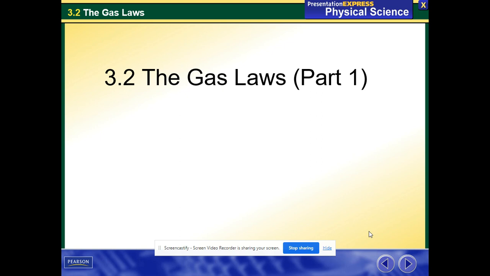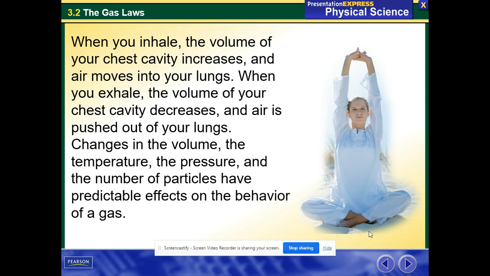Hey class, today we're going to continue on with chapter 3, but we're going to move off of solid, liquid, and gases, and we're going to go to part 2, and we're going to specifically focus on the gas laws. This chapter starts off by talking about breathing.